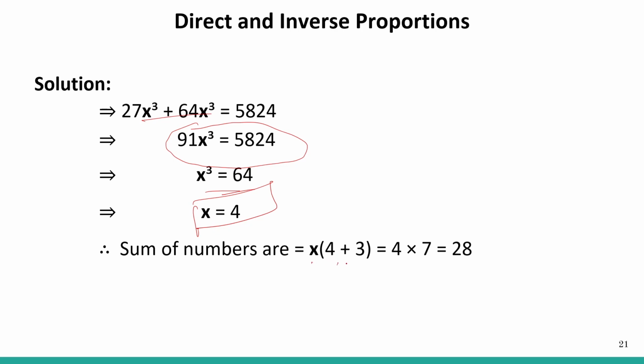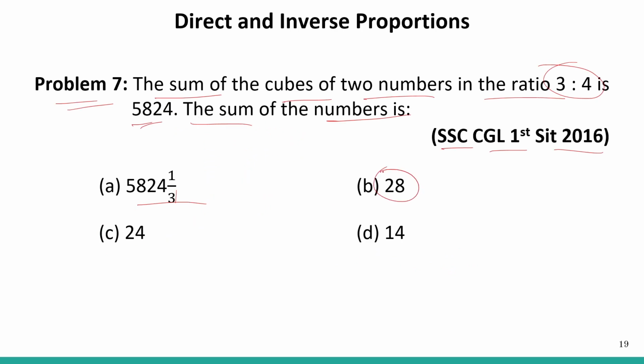So x into 4 plus 3 is equal to 7. So 4 into 7 is equal to 28. Okay, so 28 will be the correct option. These are all wrong options. So 28 is the correct answer, right?